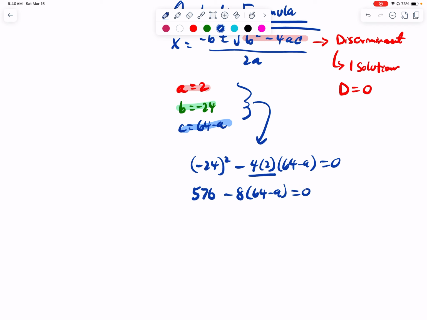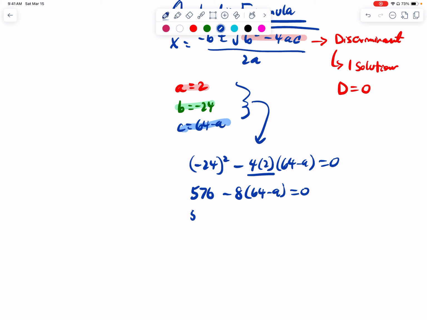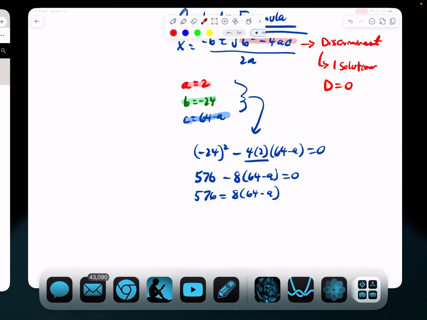equals 0. I'm going to do something a little bit unconventional, which is add this whole entire thing, think of this as 8 times something, one complete package, over to the other side. So 576 is equal to positive 8 times 64 minus a. Now, rather than distribute this 8 through the parentheses, I'm just going to divide it over to the other side.